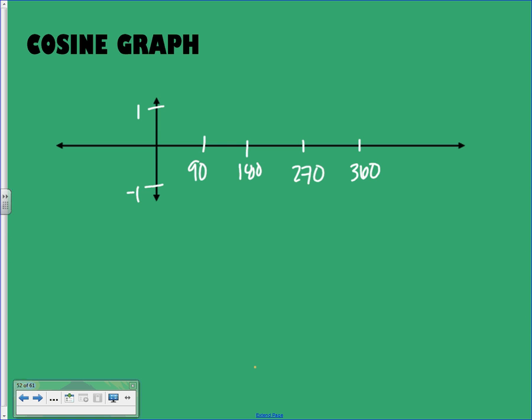And then we said, okay, if I'm looking at the cosine at 0, it starts at 1. So my first point went to 1. At 90, the cosine is 0. At 180, it's -1. 270 is 0. And 360 is up at 1. So if I just look between 0 and 360, that's what my curve looks like.